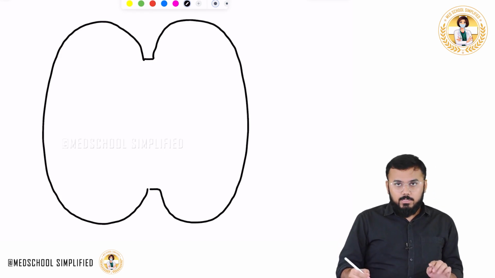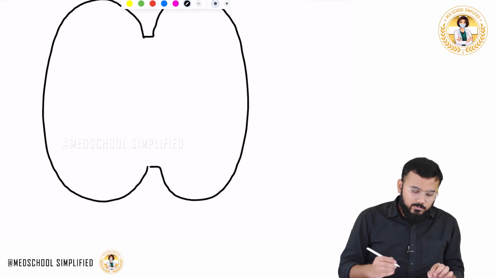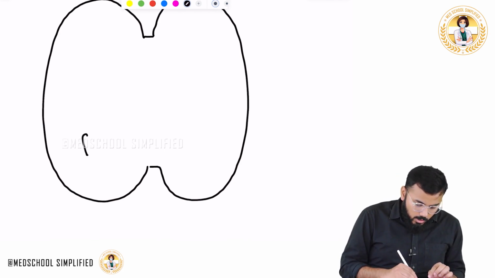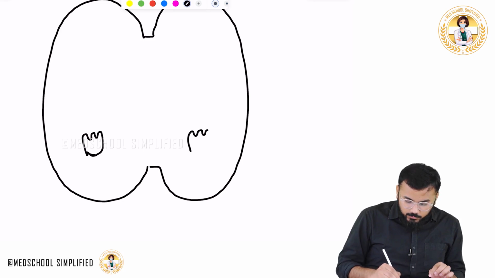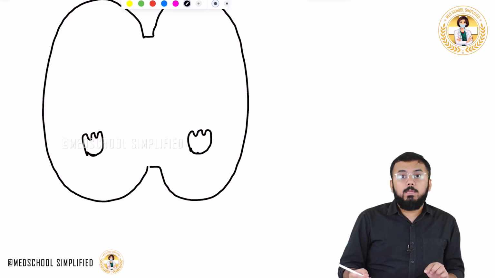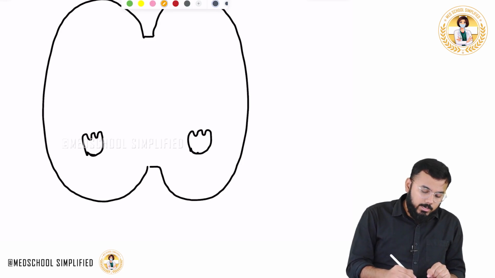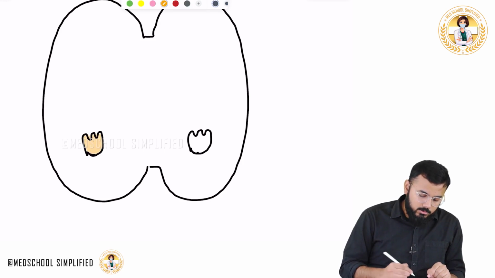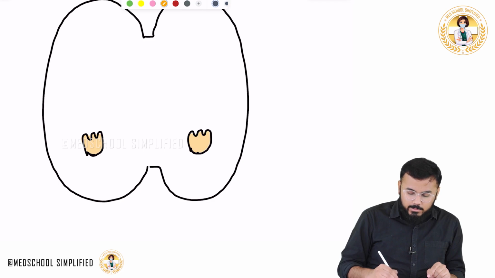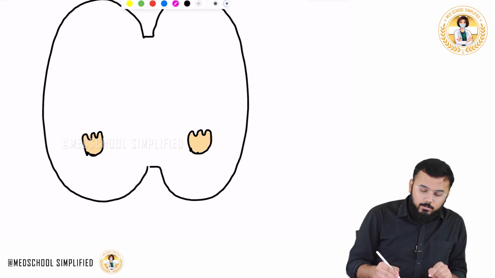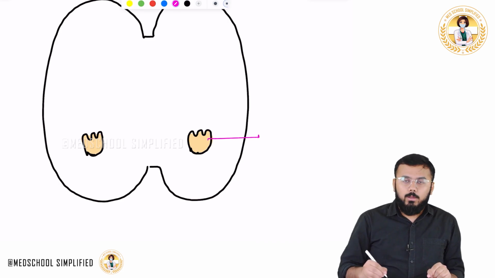Let us say this is the inferior surface of the brain. Now in the inferior surface of the brain, over here you have these foot-like structures on both sides. These foot-like structures are called the hippocampus. This particular structure which you can see is your hippocampus. What is the other name for hippocampus? You can also call it pes hippocampus.